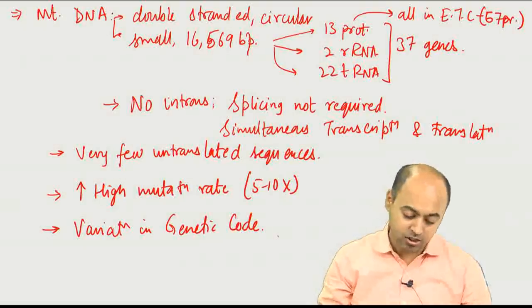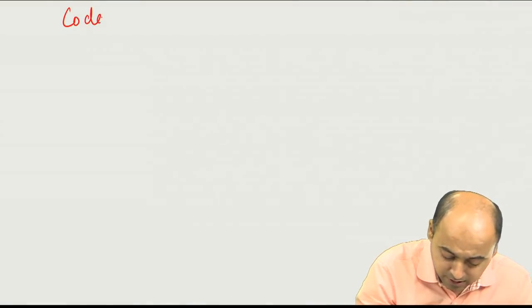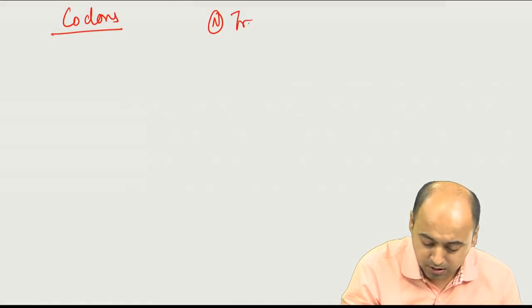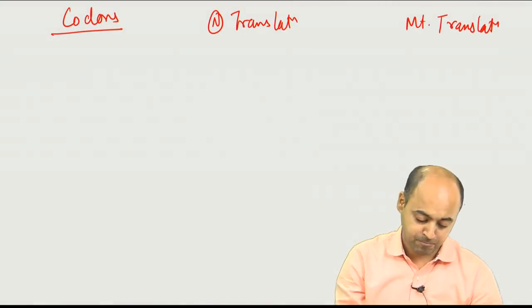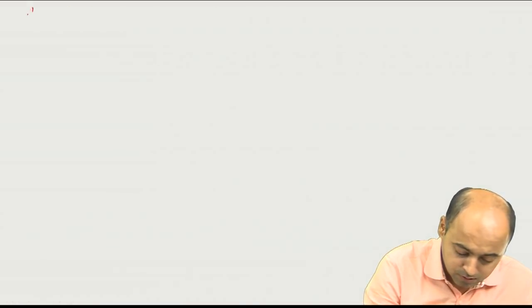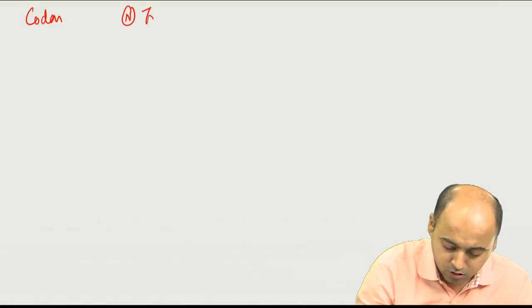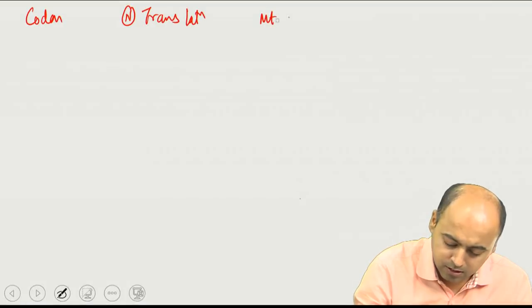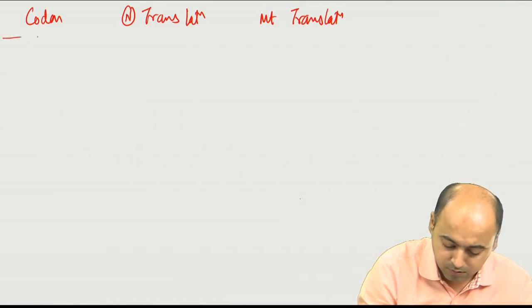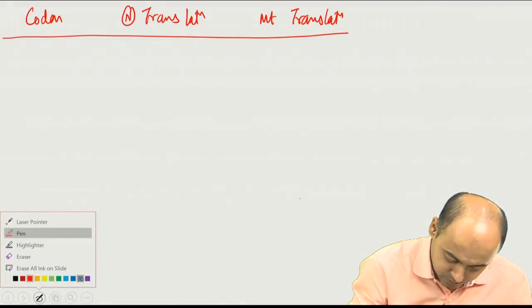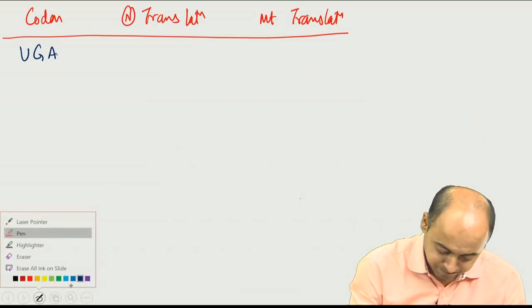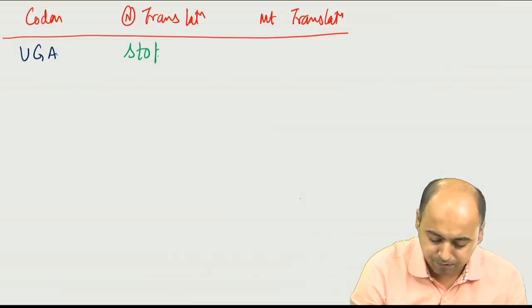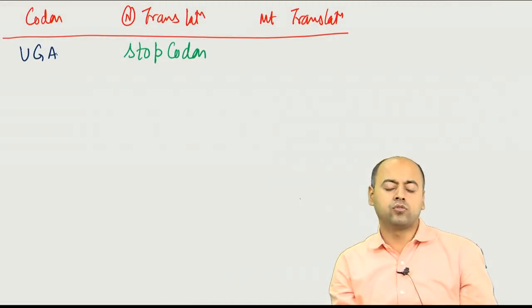Let's take a look at the variation in the translation of the genetic code. In the first column, I'll write the codons, then I'll write the normal translation, and finally we'll mention the mitochondrial translation. Starting with the codon called UGA. Everyone knows about the codon UGA. It normally codes for stop codon.